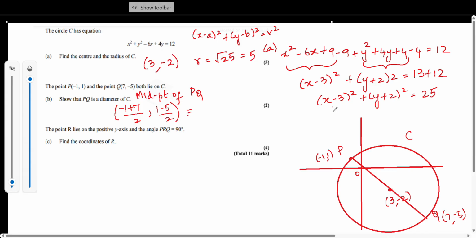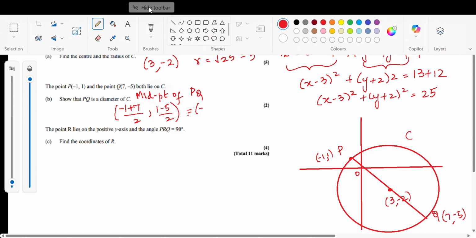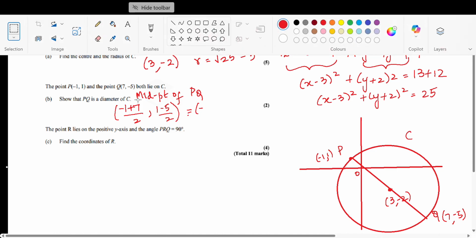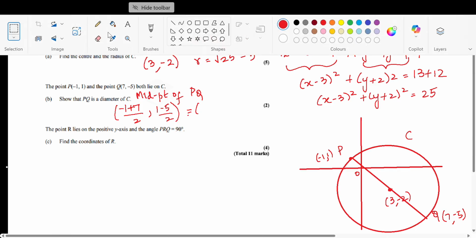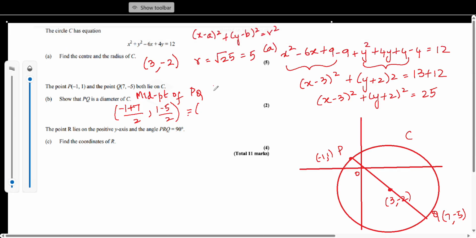This is 6 by 2, which is 3. Minus 5 plus 1 is minus 4, by 2 is minus 2. So our midpoint matches with the center. So obviously it shows that PQ indeed is the diameter.